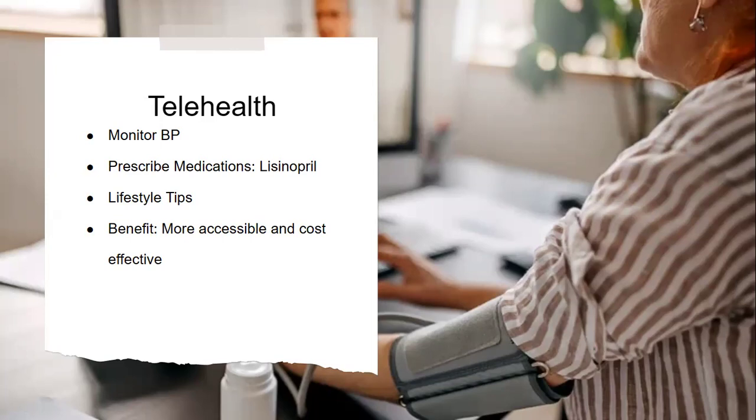A common one is the DASH diet, which includes vegetables, fruits, whole grains, low-fat dairy, poultry, beans, nuts, and fish. It limits saturated fats and foods high in sugar. The DASH diet stands for Dietary Approaches to Stop Hypertension. Studies show that people of all ethnicities benefit from this diet, and it may decrease blood pressure by 11 millimeters of mercury. The benefit of telehealth is that it makes it more accessible and cost-effective for patients.